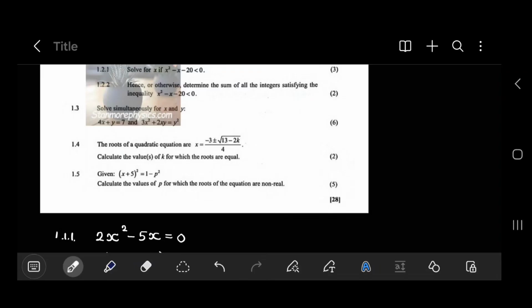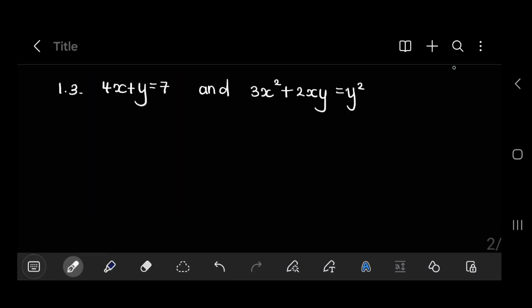We're now on 1.3, and we need to solve simultaneously for x and y. So here's what we have. It is easier to work with the first equation. So let's make y the subject of the formula. We can take 4x over to the right, so we've got y equals 7 minus 4x. Now that we know what y is equal to, we are going to take this value for y, 7 minus 4x, and substitute in the second equation wherever we have y.